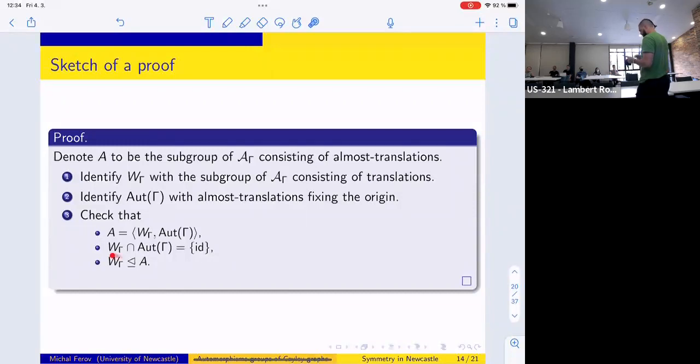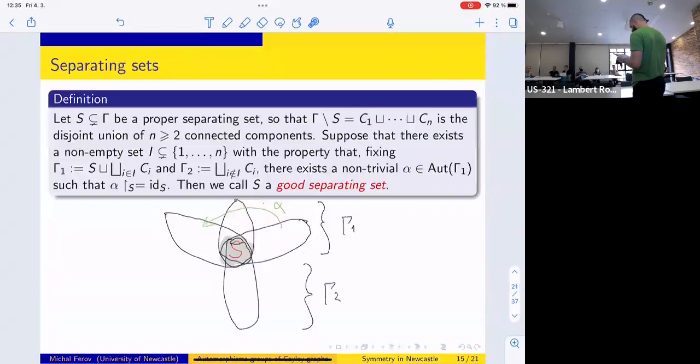And then checking that this is a normal subgroup. Again, it's really just like writing down the definitions. So nothing too complicated.